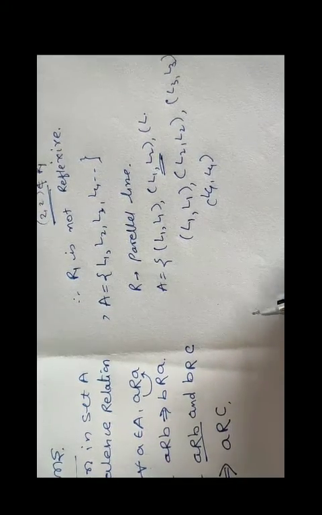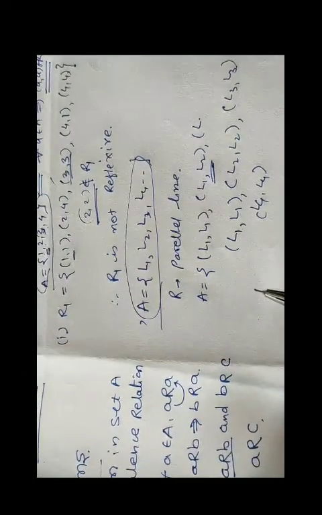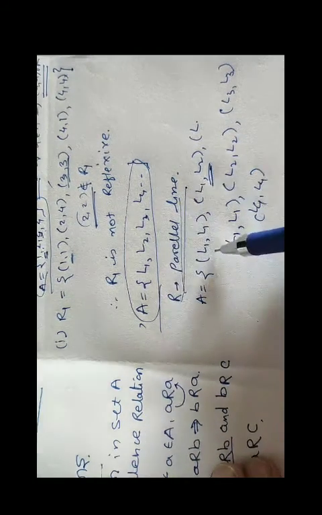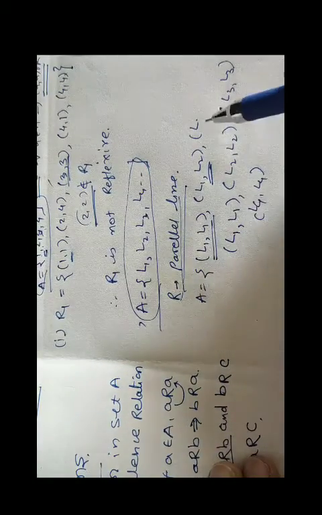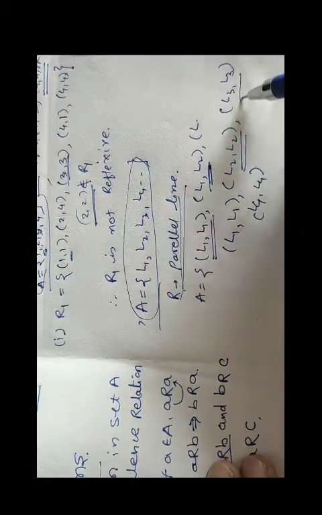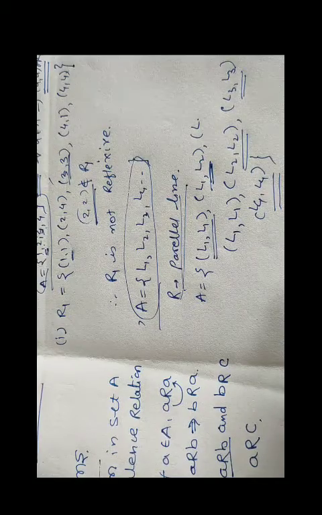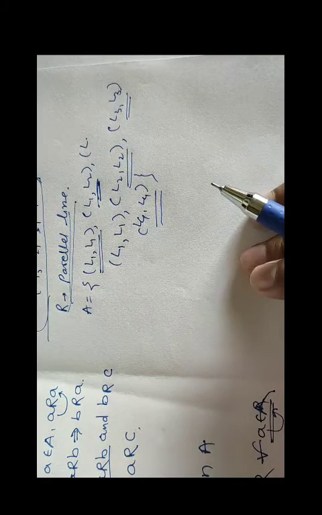And therefore, if A is the set of any lines, and we define the relation that is parallel line, then we have to take (L1, L1), (L2, L2), (L3, L3), (L4, L4), because every line is parallel to itself. This is a reflexive relation.